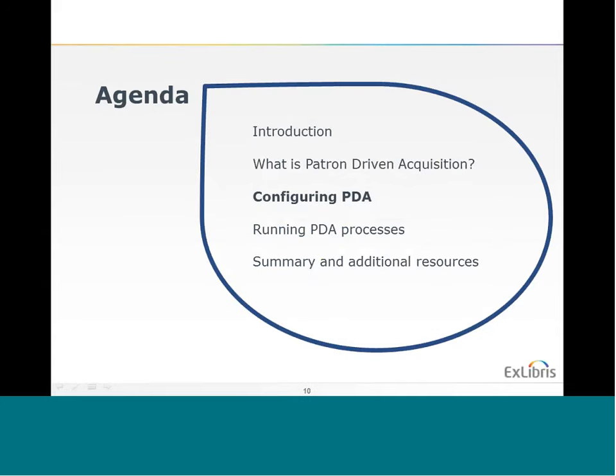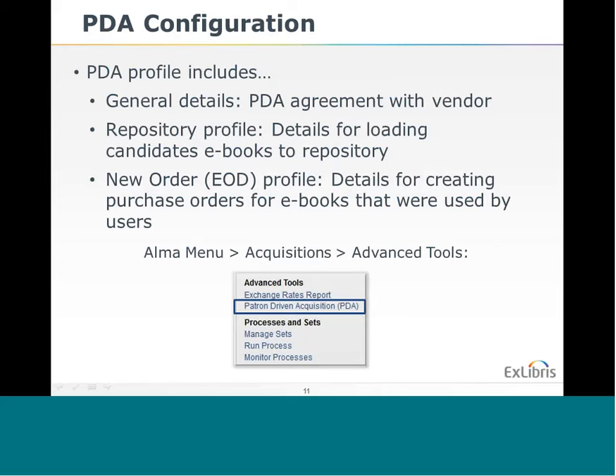So now that we've talked about what PDA is, let's talk about what's needed to configure it in Alma. The first thing that we need is a PDA profile. And the profile includes three things. First of all, general information about the PDA agreement with the vendor. And this includes how many times an ebook has to be accessed in order to constitute a purchase of it.